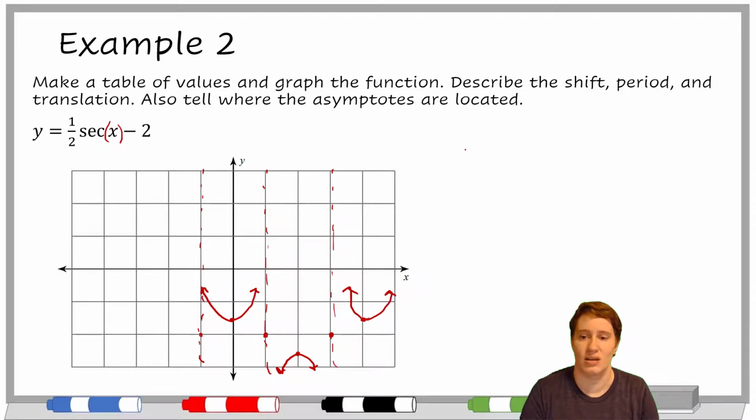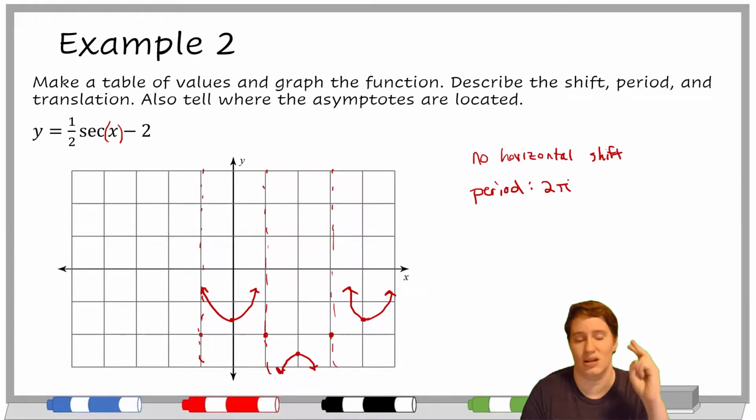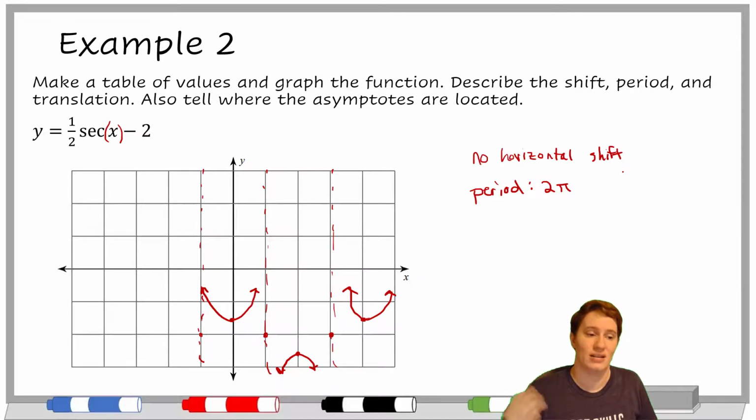So if we're describing the shift, there was no horizontal shift on this one. The period is 2 pi. The period for sine, cosine, secant, and cosecant, but not tangent and cotangent, is 2 pi unless there's a number being multiplied in front of x or divided below x. So like 2x or x over 2, that's what would affect and change the period. But that's not happening here.